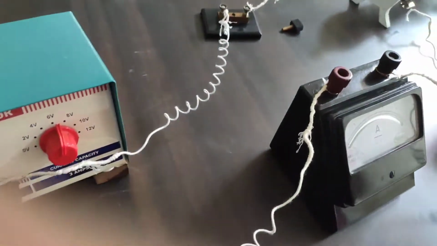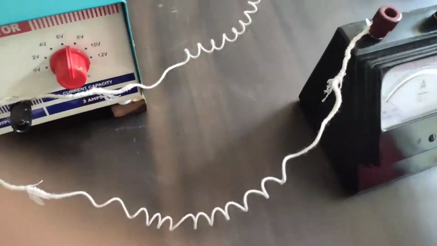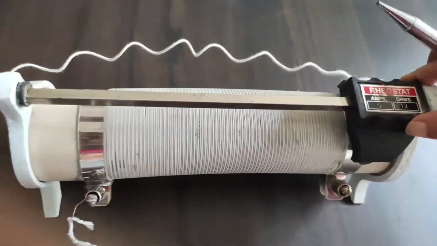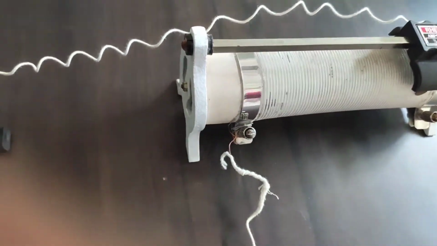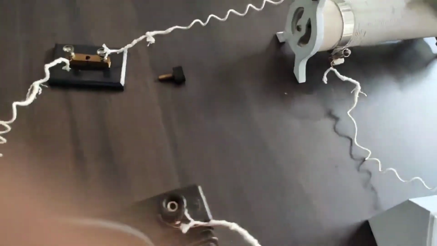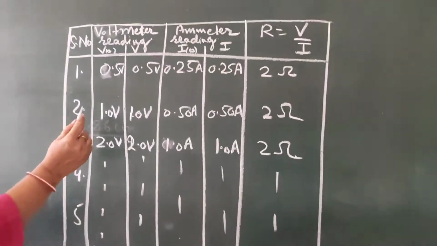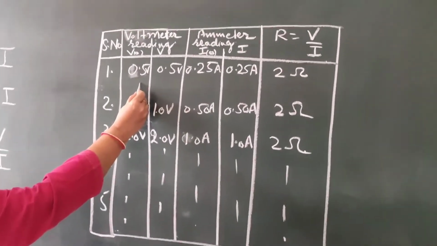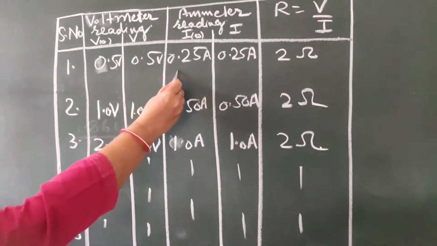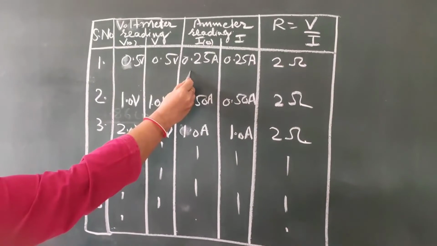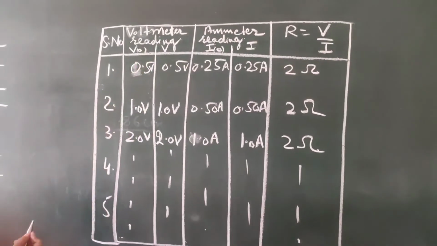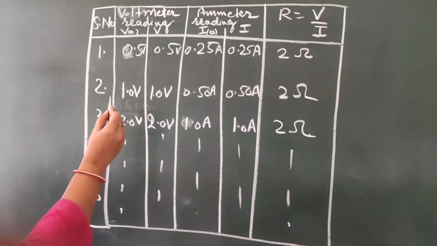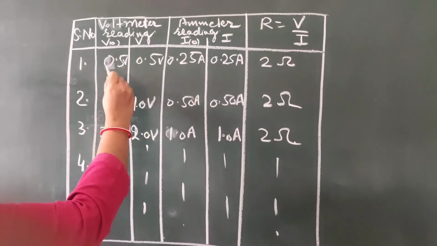After making these connections, you will change the position of the slider in the circuit. By changing the position of the slider, the readings of the voltmeter and ammeter will change. You will note down those readings as shown here. Suppose in the voltmeter you get 0.5 volt and in the ammeter you get say 0.25 ampere as the current. Here I have taken VO. VO means the observed value and V means the corrected value. As zero error is not there, therefore observed and corrected will be the same.